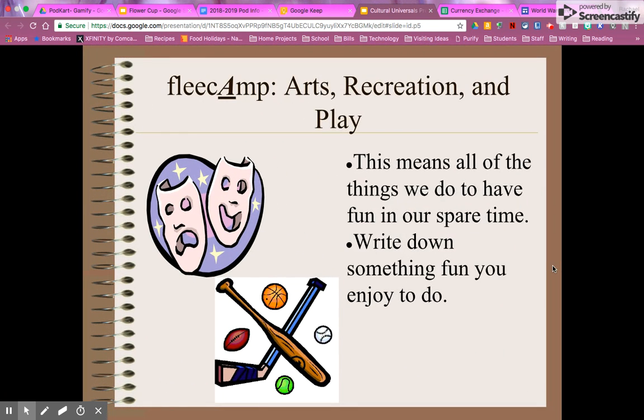All right, what does the F stand for again? This helps you to remember it. Yes, family structure. L, language. E, education. E, economics. C, conflict. A, art, recreation, and play. These are all the things that you do because you want to do them. You do them for fun. So you should be able to write down at least 2 things that you do for fun.